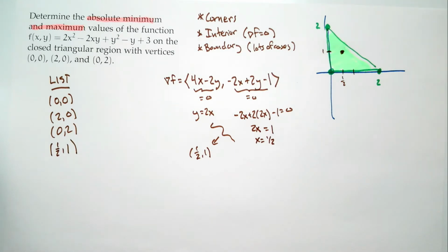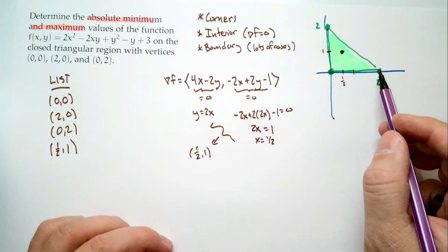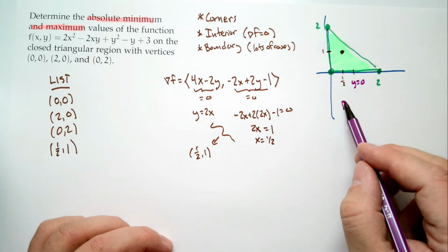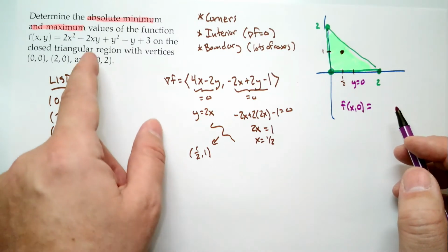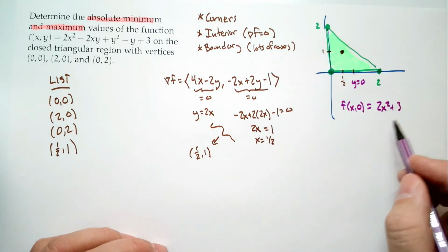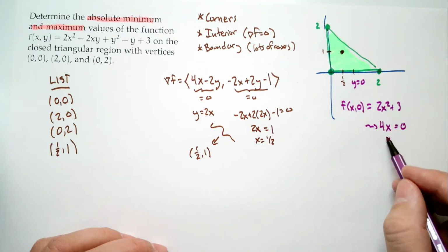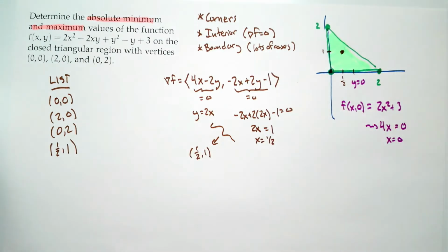Okay. Now we go to our boundary. We have 3 sides. So we do each side. Let's start with the bottom side. What's true about the bottom side? y equals 0. So, on the bottom side, our function becomes f of (x, 0). Everywhere we see a y, we put a 0, and there's a lot of y's. That becomes 2x squared plus 3. Take the derivative of that, 4x equals 0, or x equals 0, which means that we're at (0, 0). But that's already on our list. Good. All right. That side is done.